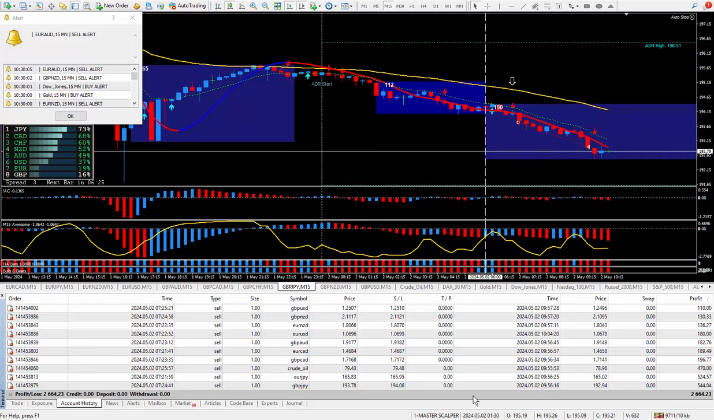But like I mentioned, it was a great day of trading, and the number of pips and ticks was 366, and those pips and ticks paid out $2,664.